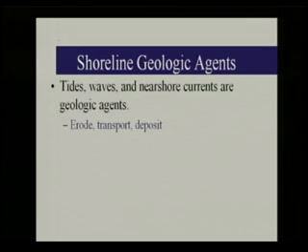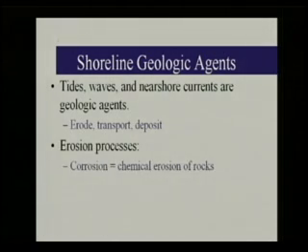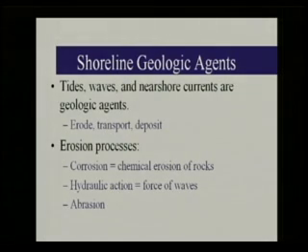So when we look at these shoreline geologic agents, tides, waves, and nearshore currents are all geologic agents. They erode, they transport, and they deposit. Erosion processes will include corrosion, which is a chemical erosion of rocks, and hydraulic action. The force of the waves can erode quite effectively. Abrasion, any particles that are carried by the water in suspension or rolled along the surface can abrade quite effectively and erode.